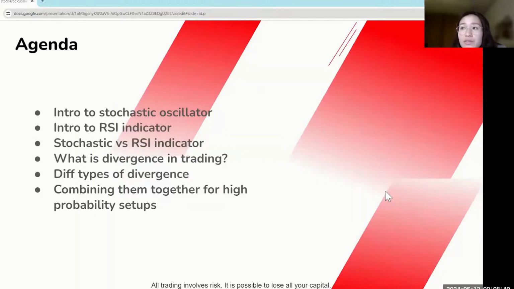Okay, so here's our agenda for today. We're going to start off with a really quick intro to stochastic oscillators, in case any of you haven't used it before. And then we'll talk a little bit about RSI because they are pretty closely related. And then we'll compare the two, followed by some divergence trading. So if you are unfamiliar with divergence trading, we'll definitely go through quite a few examples in this webinar, and if we have time at the end, I will take some requests as well for any charts that you'd like me to go through.